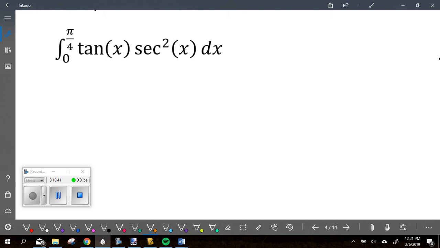We are integrating this thing. Tangent of x, secant squared of x. I'm integrating it from 0 to pi over 4. So this one's different because I've got 0 and pi over 4. This one's a little bit tougher.